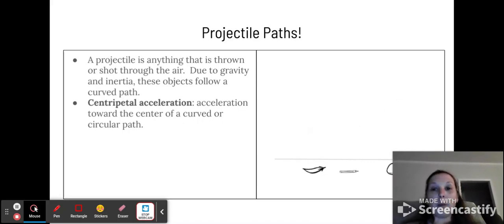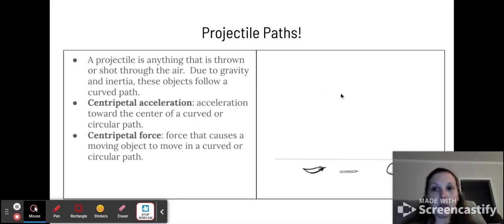We have what's called centripetal acceleration. This is the acceleration towards the center of a curved or circular path. This is when something tries to move to the center due to how fast it's moving. And then we have centripetal force, which is the force that causes a moving object to move in a curved or circular path.